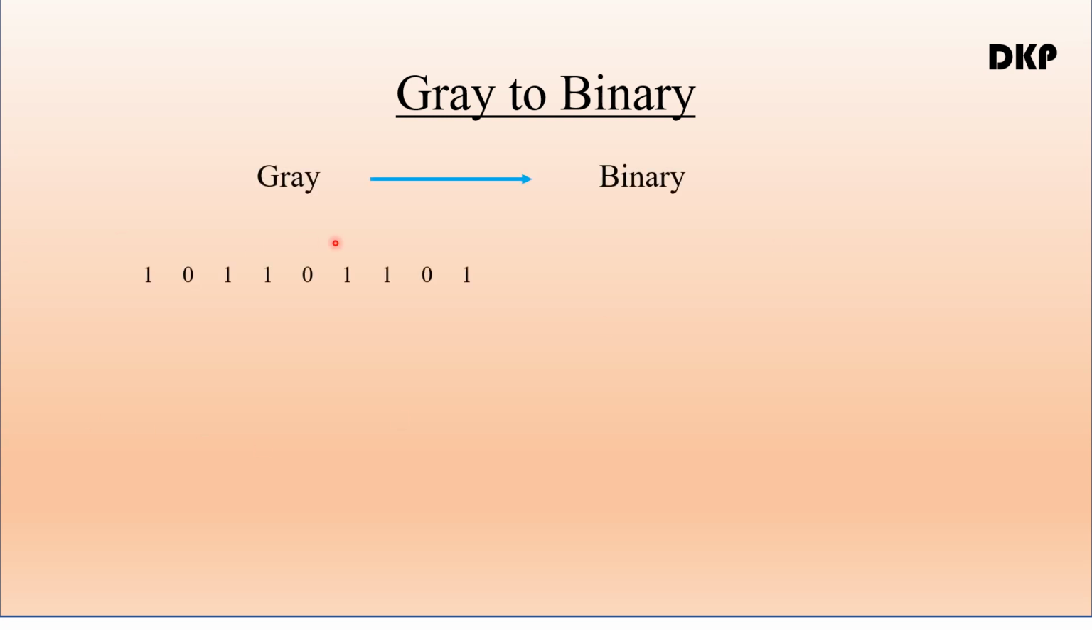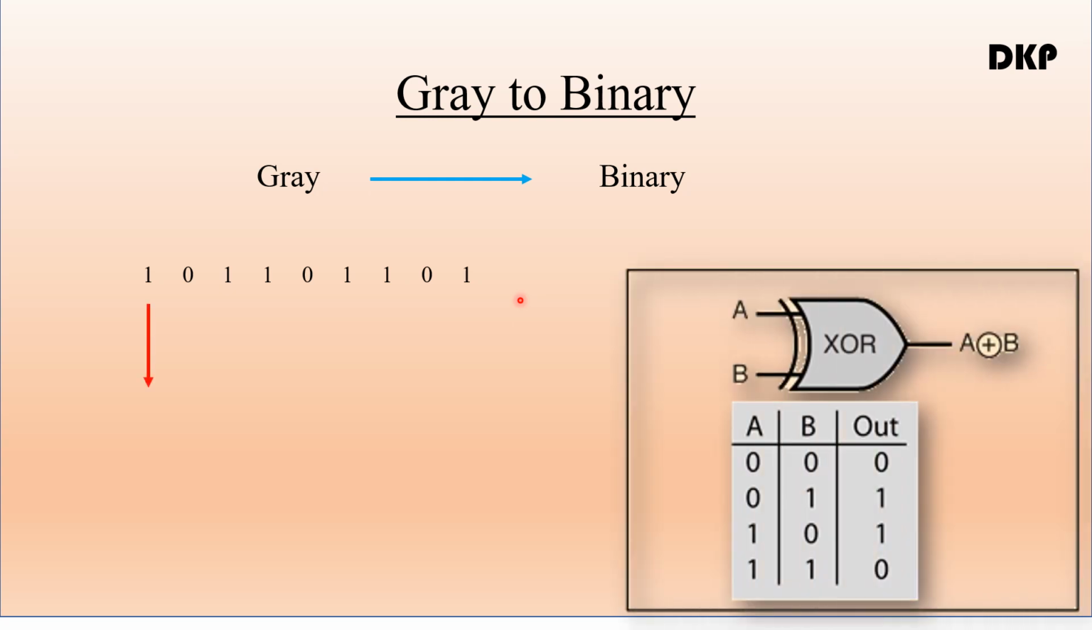Now let us do an example. This is the given gray code. You have to convert this gray code to binary. 101101101 is the gray code. For that, we have to use the truth table of XOR gate. So what is the first step that we have to follow here? The first step is you have to write the first bit as it is. Which is the first bit here? 1. Write 1 as it is.